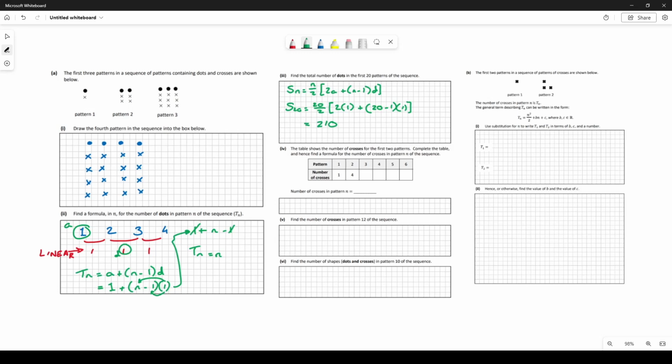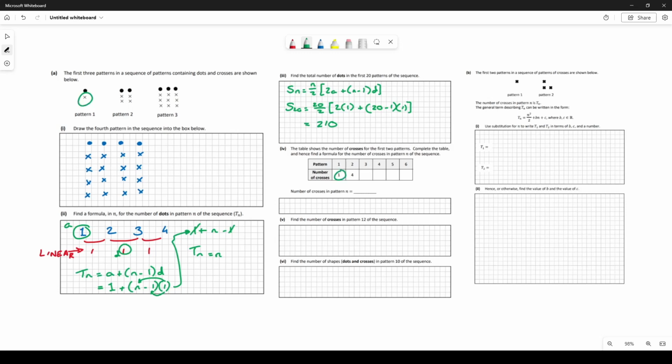The table shows the number of crosses in the first 2 patterns. I'm looking at IV now. Complete the table and hence find a formula for the number of crosses in the pattern N of the sequence. I don't like these types of questions, and I'll explain why in a second, but they constantly do it in ordinary level. Number of crosses, literally just count them.